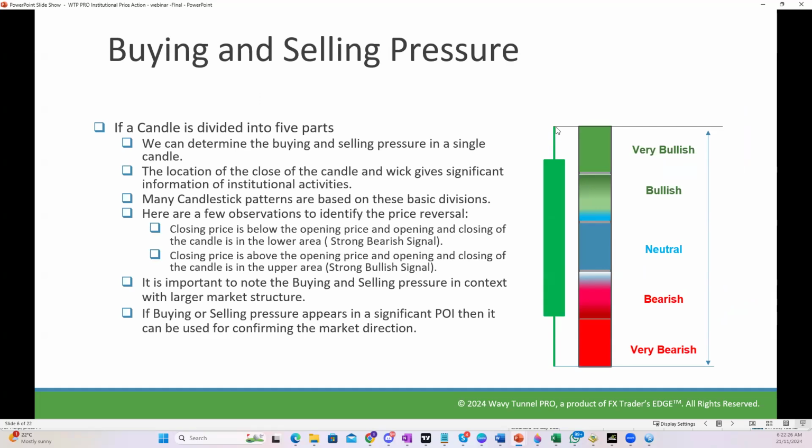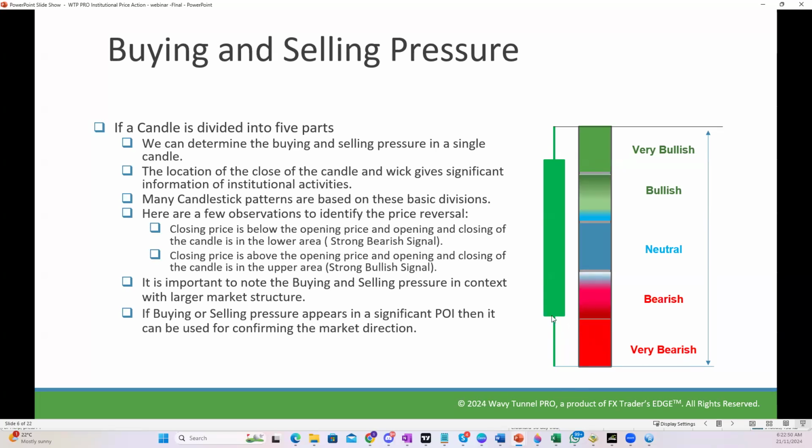The candle range, which is the high and the low of a candle. If you divide this particular candle into 5 zones, you can say that the top of the candle range is very bullish, and the bottom is very bearish.